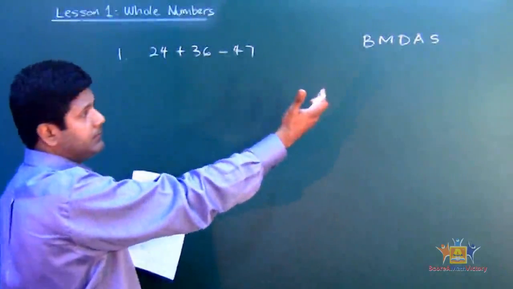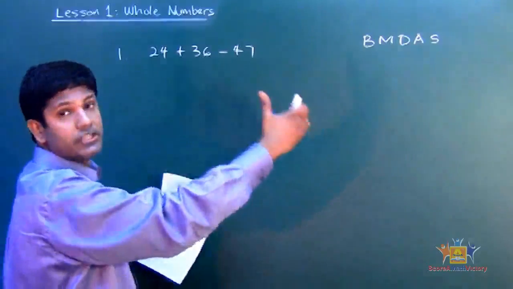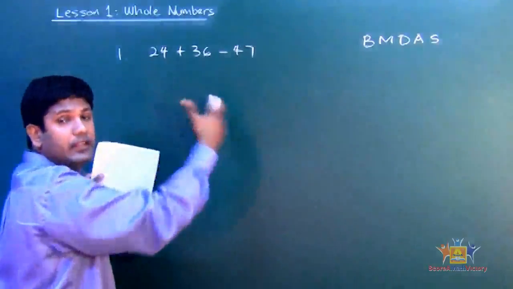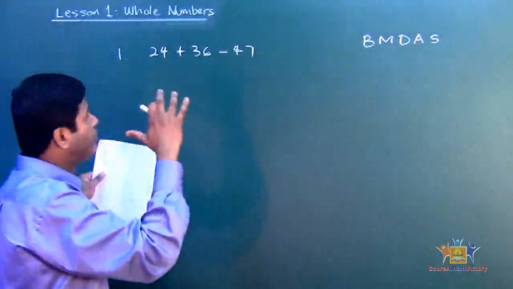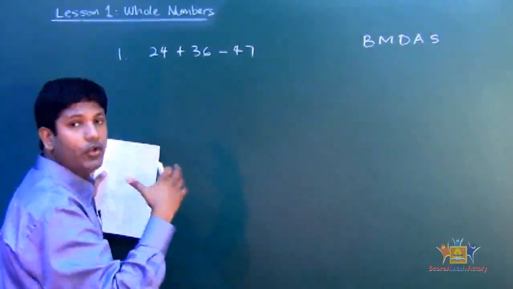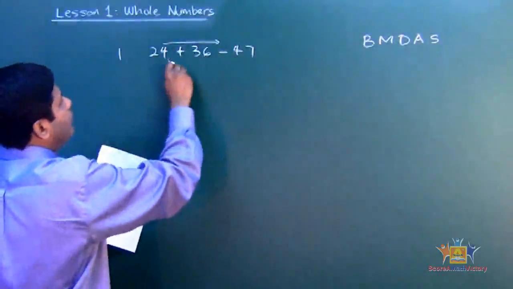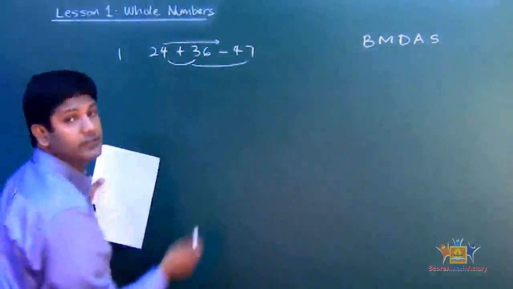Bracket, multiplication, division, addition and subtraction. In this problem we get addition and subtraction. That means, since both addition and subtraction are in there, which method do we use? Left to right method. Exactly. So in other words, we add first and then we subtract.